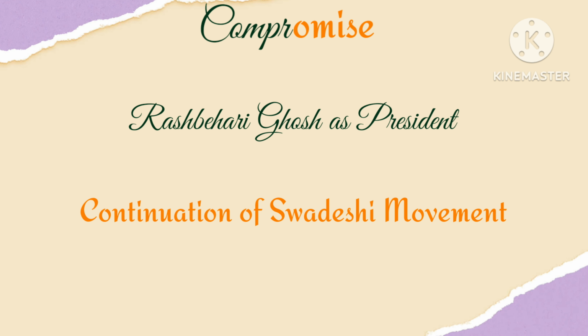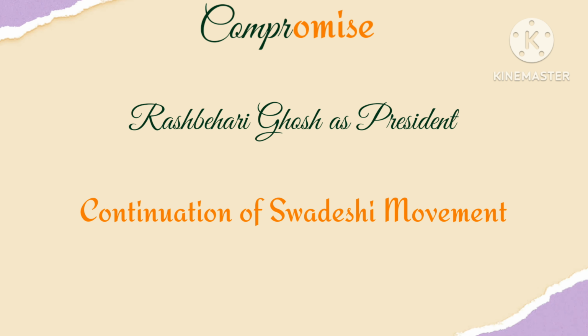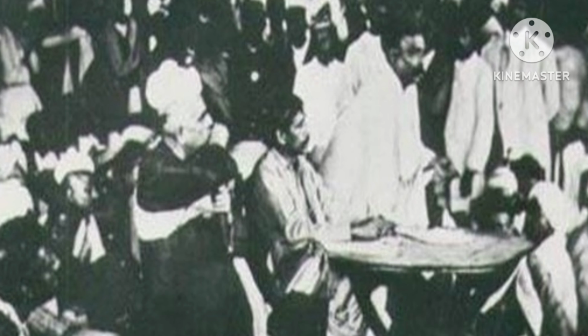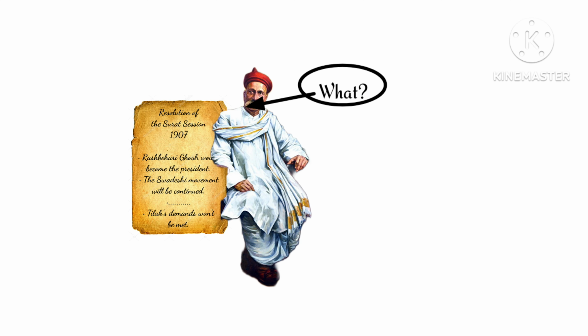That night, a compromise was reached. Loyalist Raj Bihari Ghosh would become president, but the nationalist demands would be included in the resolution. However, Tilak, who had become an important and experienced leader, didn't receive a draft of the resolution. The next day, the conference started. Tilak received the resolution and he found that none of his demands were included in the resolution.